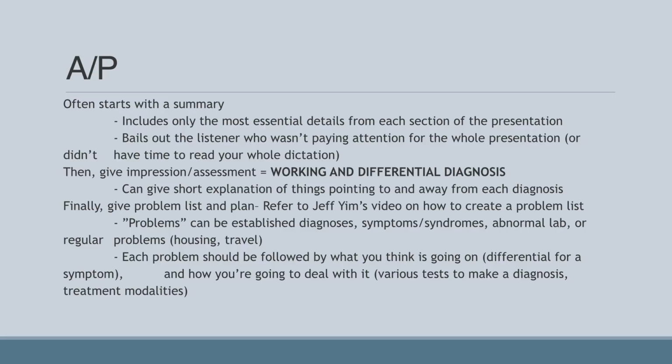Finally, after you've given your working and differential diagnosis, it's time to give your plan. In internal medicine, this is usually given in the form of a problem list. This is a list where you identify each of the patient's issues, what you think is causing each issue, and how you're going to manage it. Again, please see the video on how to create a problem list for a more detailed approach.